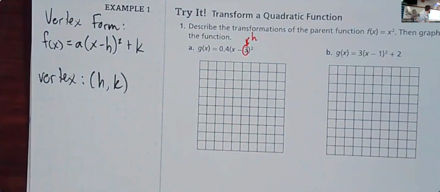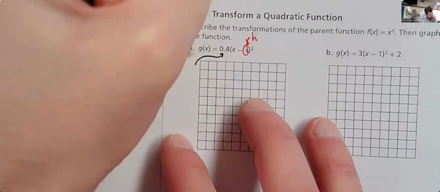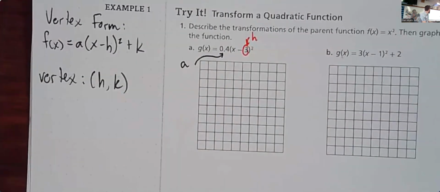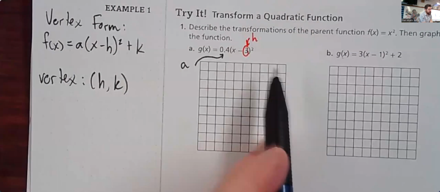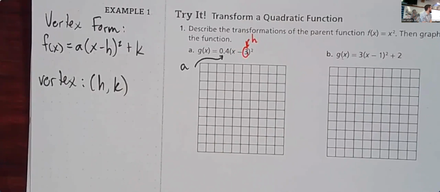And then what's our value of k? Anybody know that one? That's our value of a. So a is 0.4. I don't think I have a different color here, but I think I need green or something like that. But a is 0.4. I'll just do this and then say a. A is 0.4. H is 3. What about k? If it said +1, then yes. 0. Yeah, it's 0. K is 0.